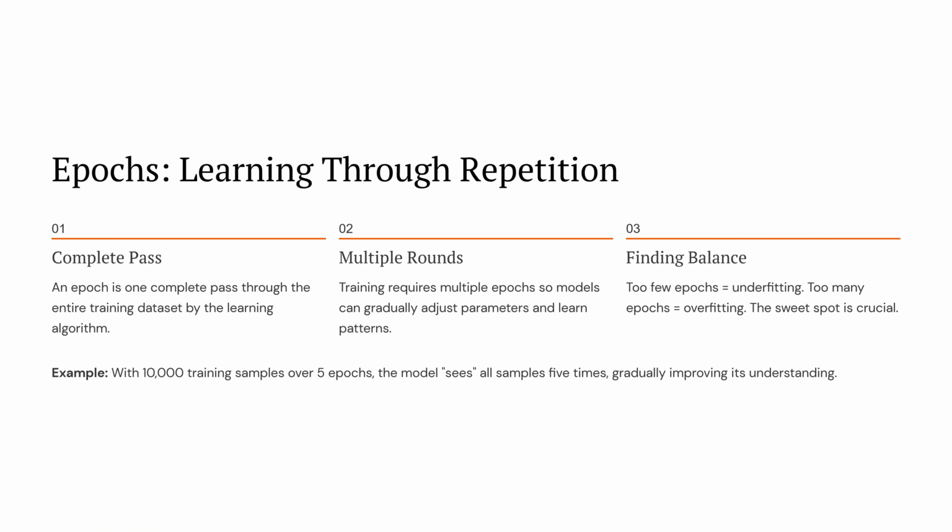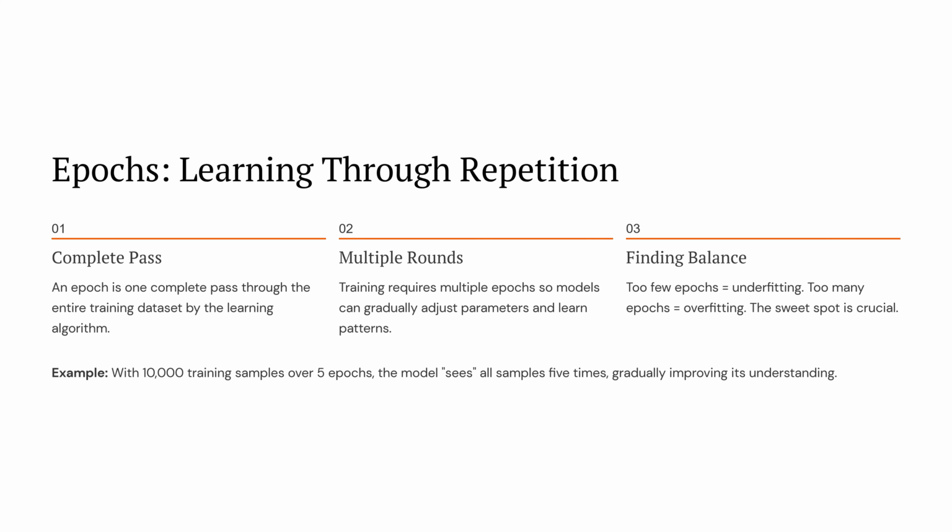AI doesn't learn everything in one go, it learns through repetition. An epoch is one complete pass through the entire dataset, but one pass is never enough. That's why we train models over multiple epochs, allowing them to slowly adjust and discover patterns. For example, with 10,000 training samples and 5 epochs, the model actually sees every sample 5 times, getting better with each round. But here is the catch.